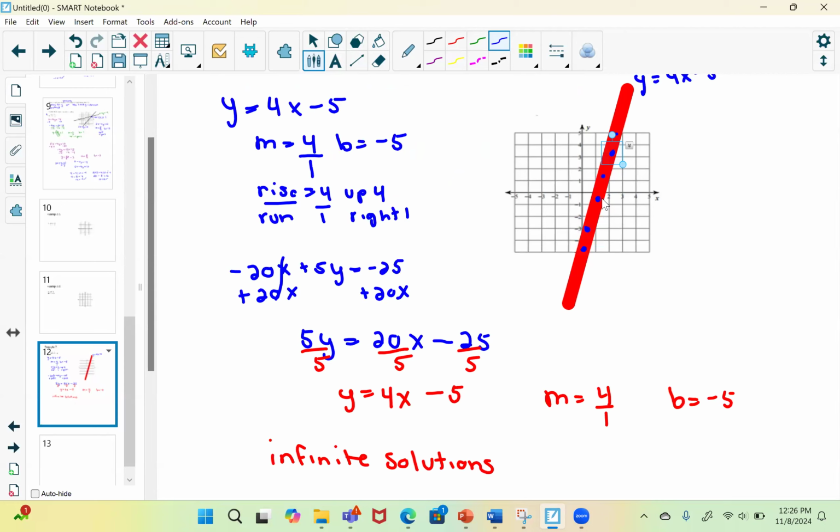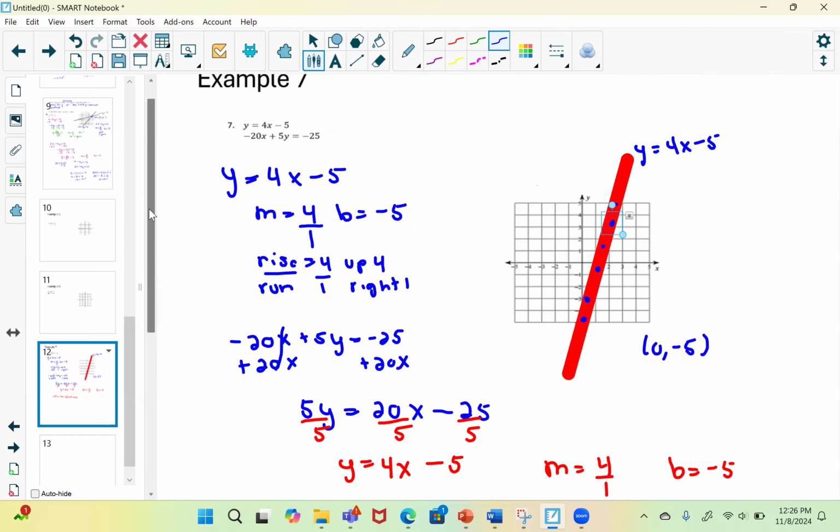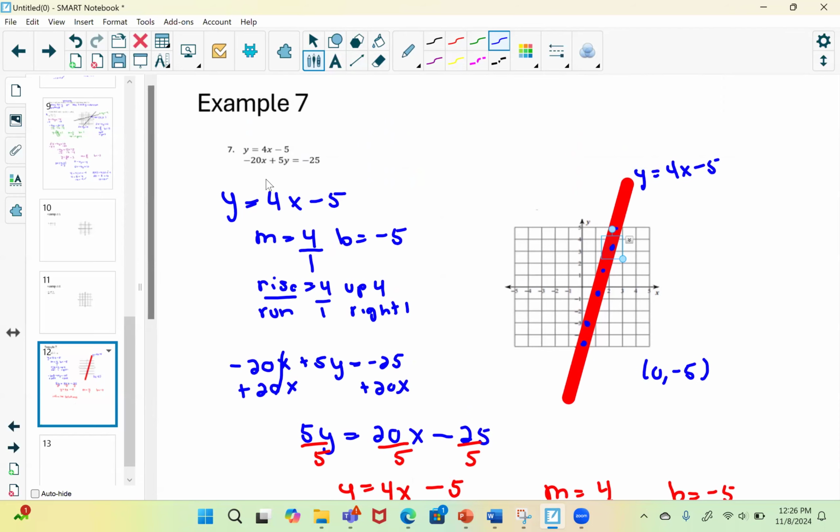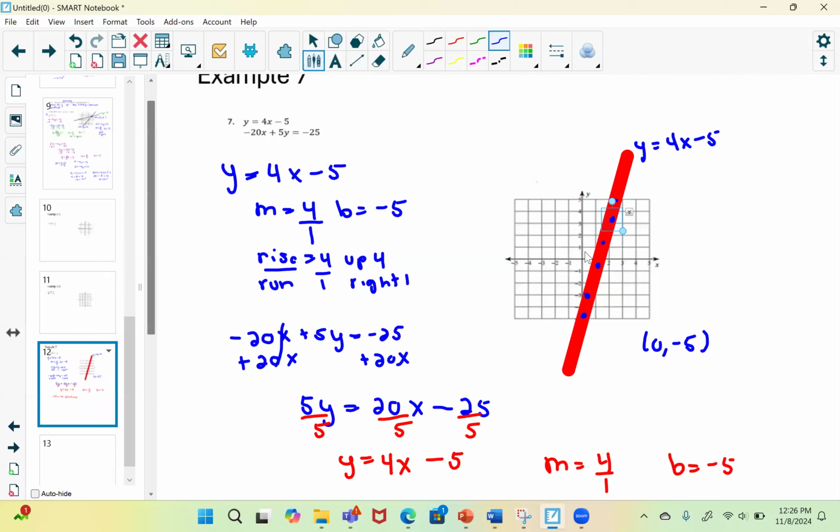If you really wanted to check it, you could pick any point on this line. Like you could put 0, -5, and plug it into both equations and make sure they're equal. That's one way to check it. So you could pick any point on the line. I could pick also like 1, 0. And if you plug them into these lines, it should be true for both equations.